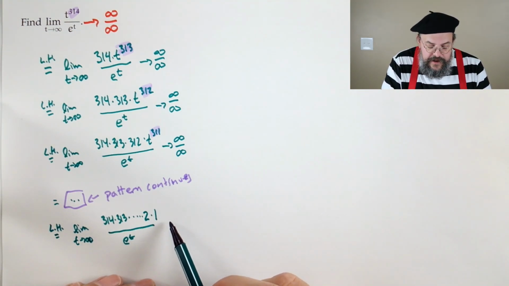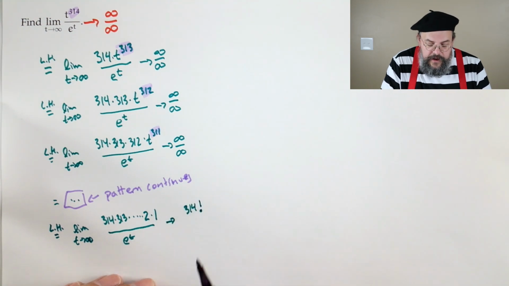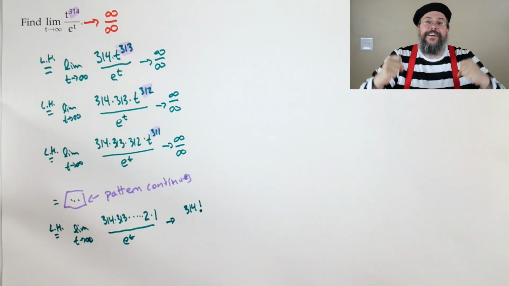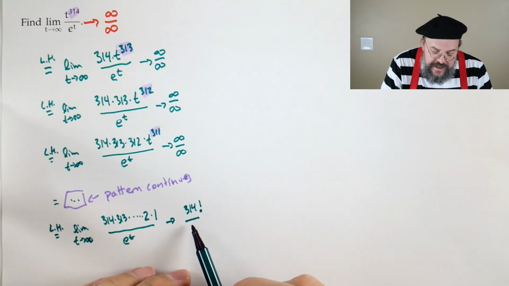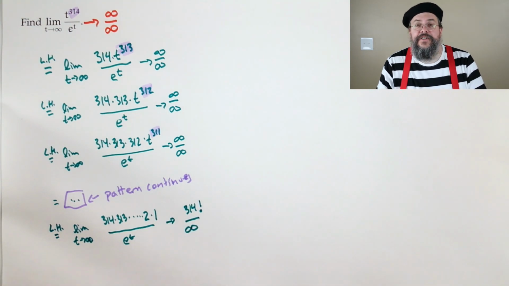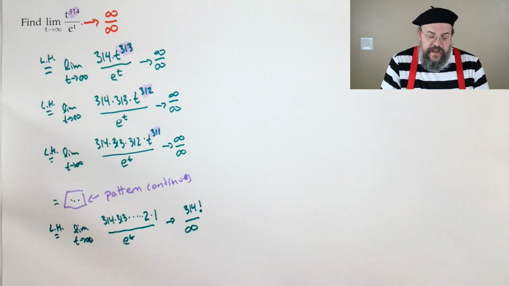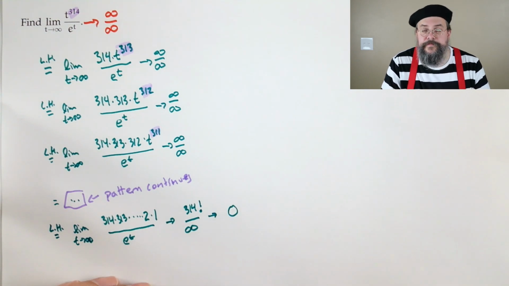This is going to be 314 factorial. That's what that exclamation mark means. It doesn't mean it's like 314. No, it means 314 factorial. Downstairs, it's infinity. So it's a fixed value on the top, something getting bigger and bigger downstairs. And so what it really means is that it's going to 0.